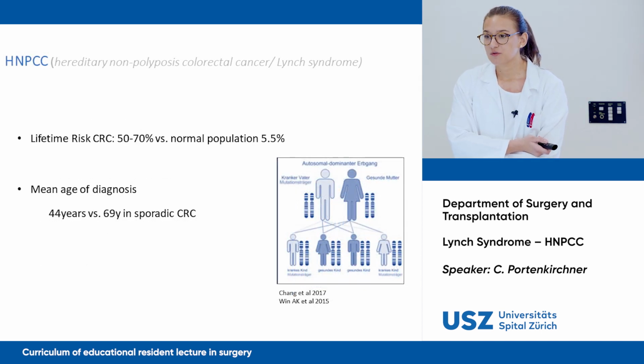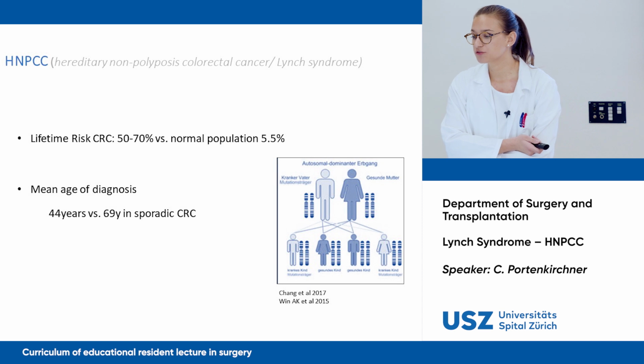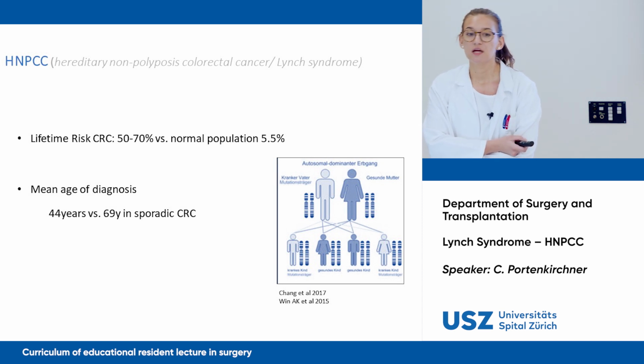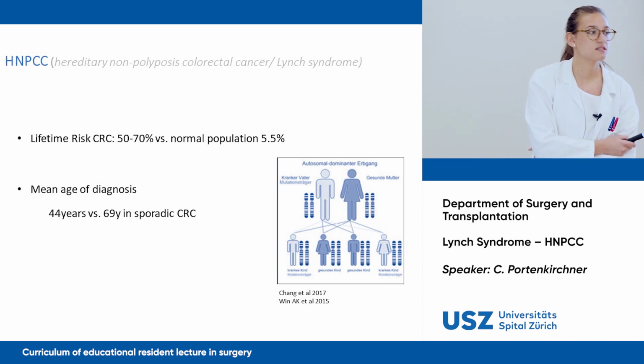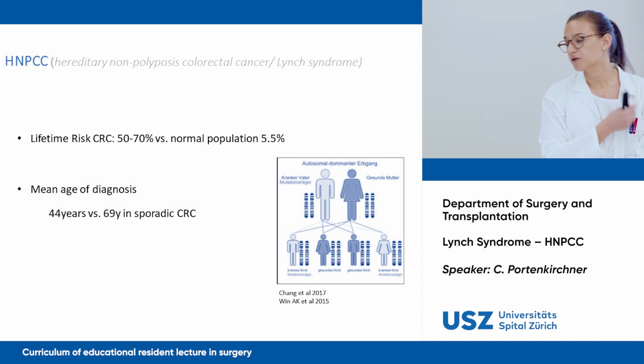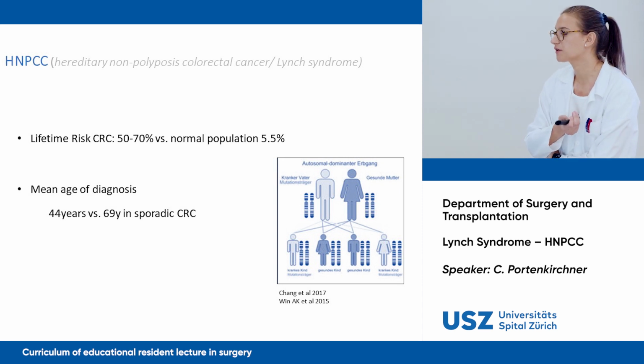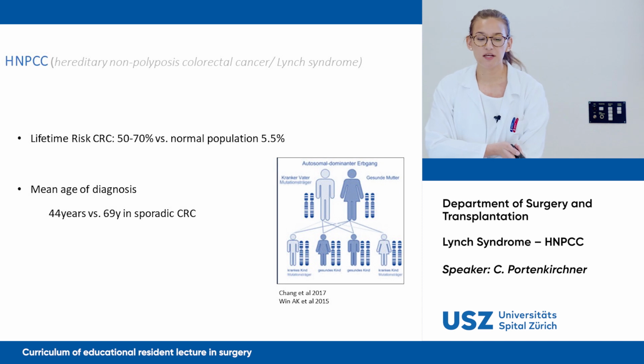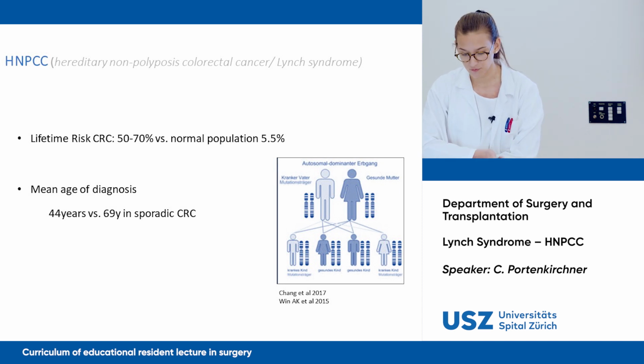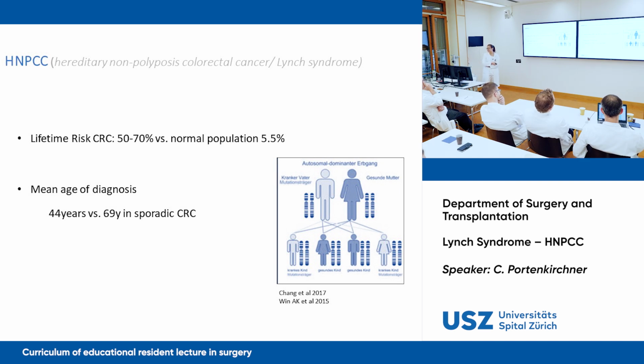We have a lifetime risk which is really increased in Lynch syndrome for colorectal cancer. It's up to 70%, whereas a normal population has a 5.5% chance of developing colorectal cancer. Also, the patients are much younger. They are 44 years old at the time of diagnosis. And for Lynch syndrome, we don't only have colorectal cancer. Lynch syndrome is associated with lots of additional other cancer sites.